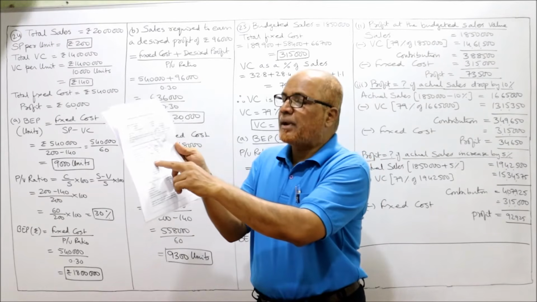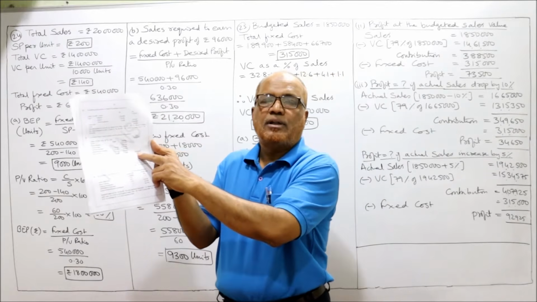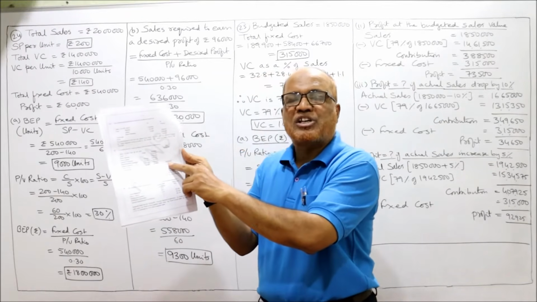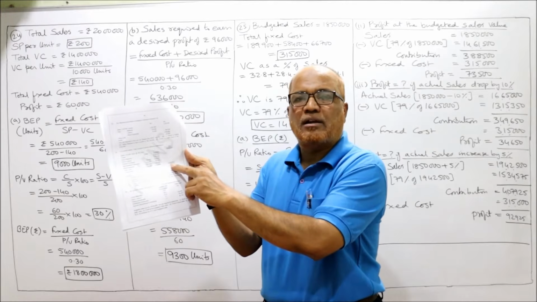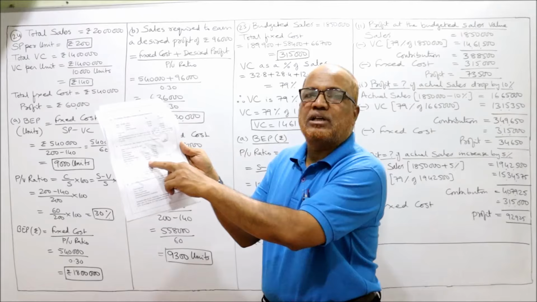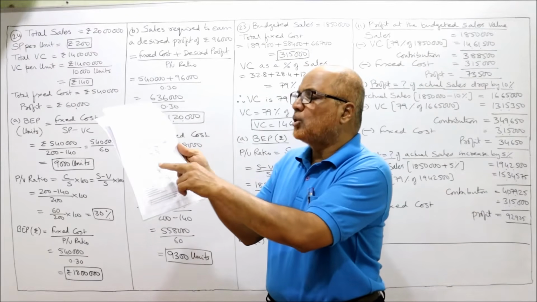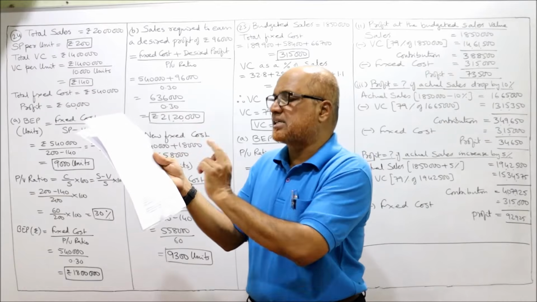And 14 lakh plus 5 lakh 40,000, the total is 19 lakh 40,000. The total of variable cost and fixed cost combined together, 19 lakh 40,000. How 19 lakh 40,000? 5 lakh 40,000 fixed and 14 lakh rupees variable. So net earnings, profit is 60,000.